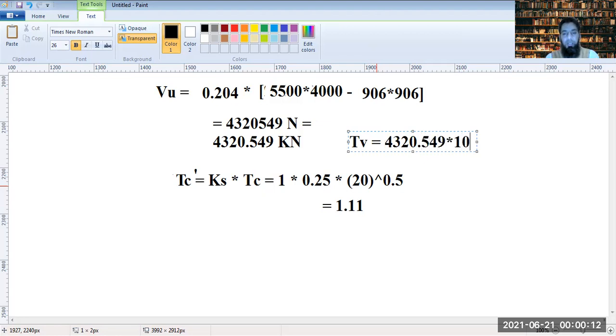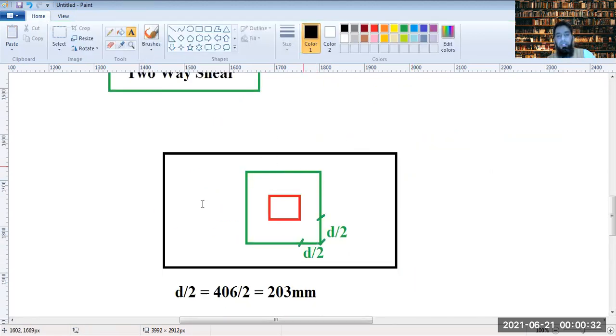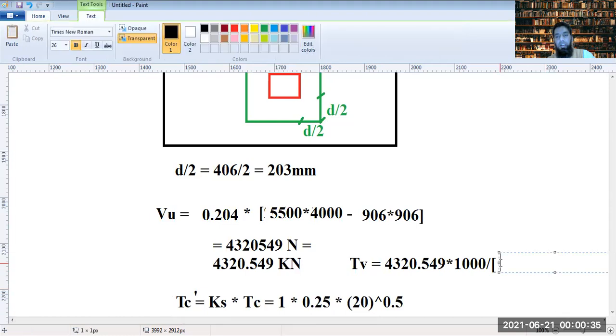4320.549 into 10 raised to 3, divided by, what's b here? For this whole section, what would be b? B would now be the circumference of this section. This would be total b. How much would that be? 906 into 4 into d. D is the depth. That's 406.